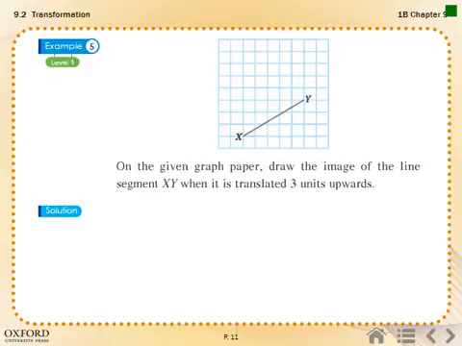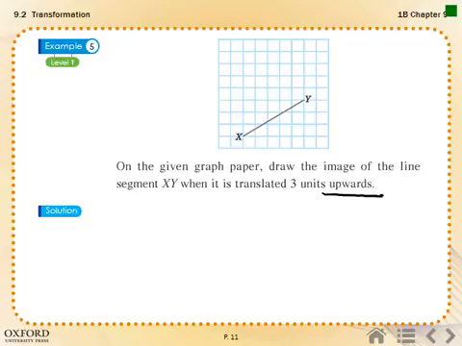See that? Example 5. On the given graph paper, draw the image of the line segment XY when it is translated 3 units upwards. Okay, I give you a few seconds to think about this.